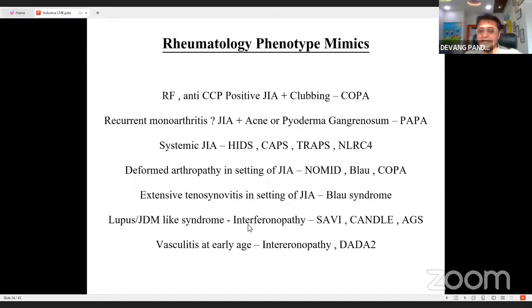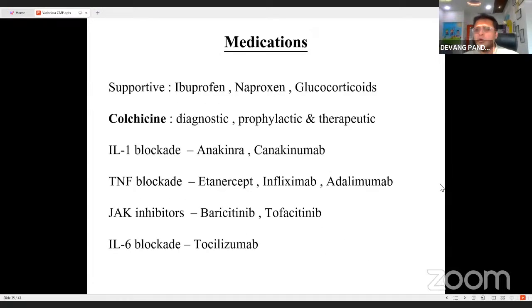And same with vasculitis at an early age, we need to think of interferonopathy and the other two. Now, what about the medication? Basically, when your diagnosis is pending in clinical judgment, but you are still getting raised inflammatory markers and you want to help your patients, you can give simple ibuprofen during the episodes, or naproxen, or a short trial of glucocorticoids. But before giving this, we have to exclude infections and malignancies, so that we are not missing them.